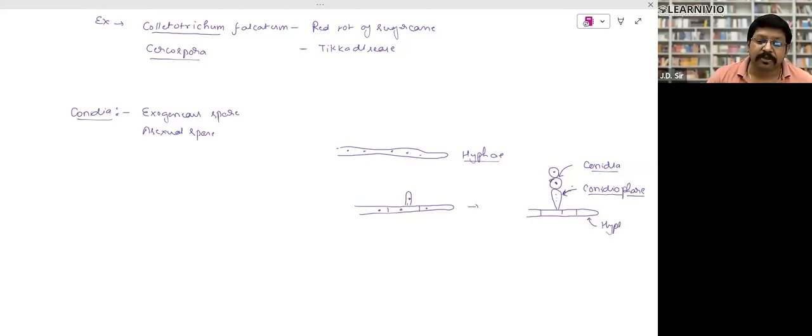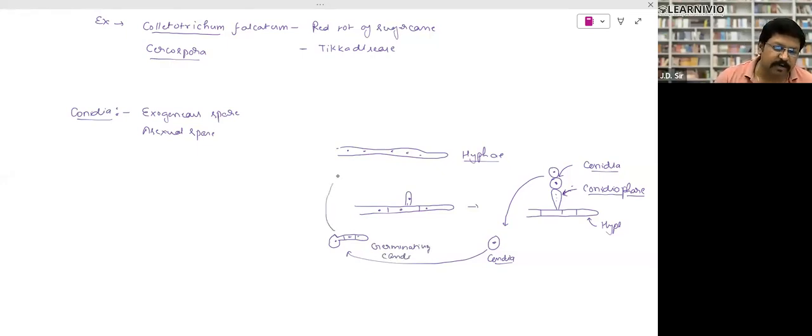What will happen after some time? This conidia will get separated from here. It will be blown away by the water or wind. It will fall down. It is tough. It can withstand harsh conditions. After some time, this conidia will germinate. This is a germinating conidia. After germinating, it will make a hypha. And now the cycle will look like this.